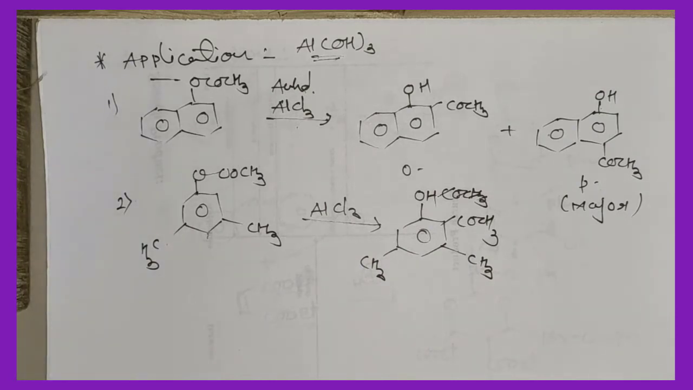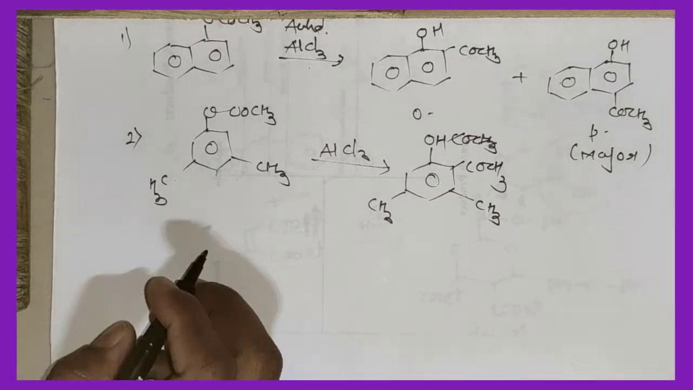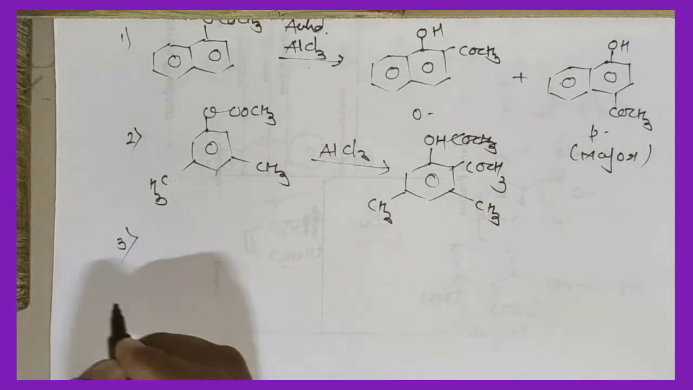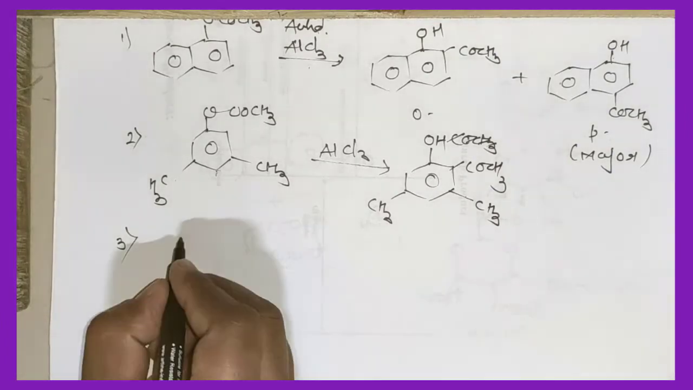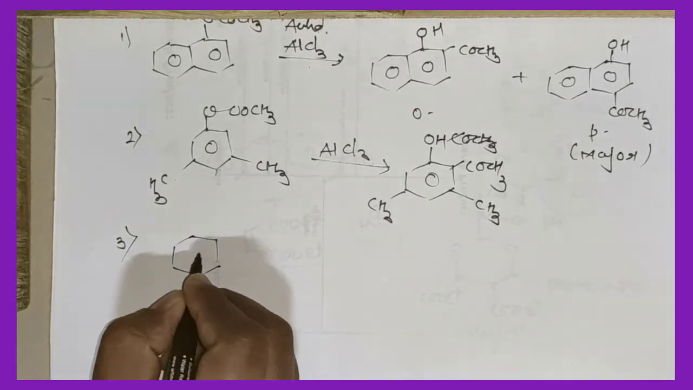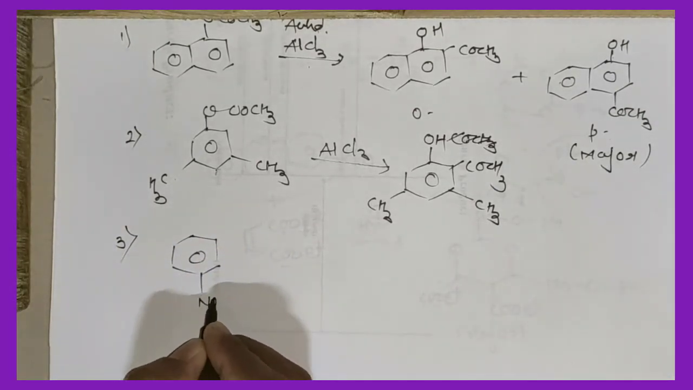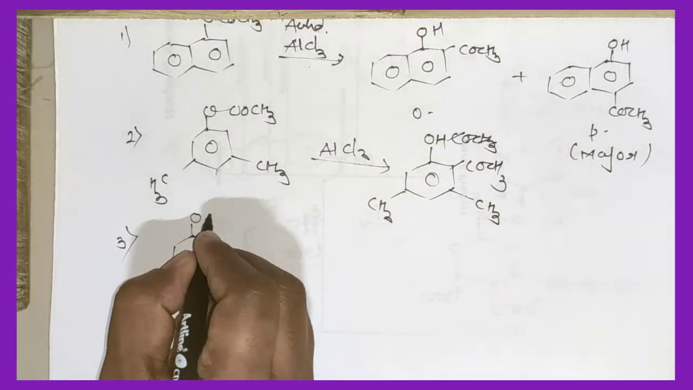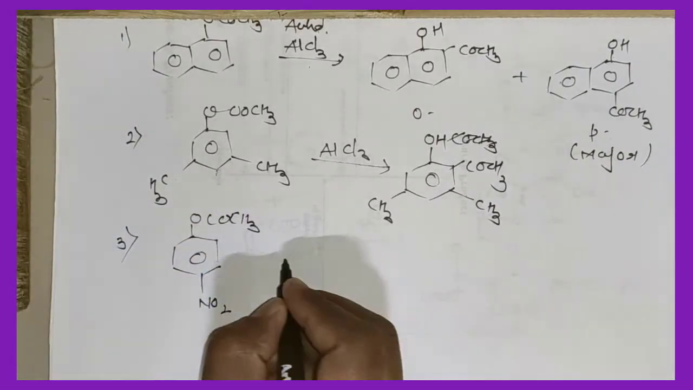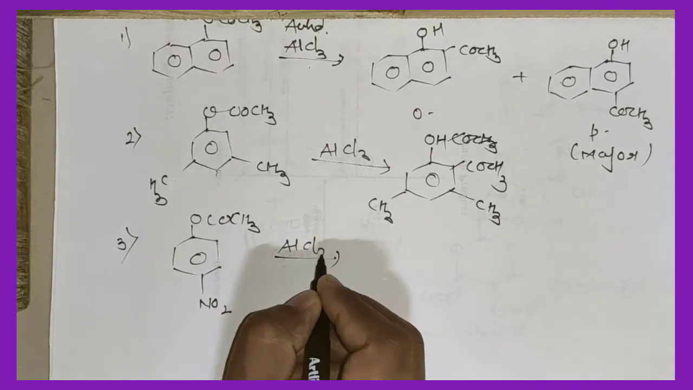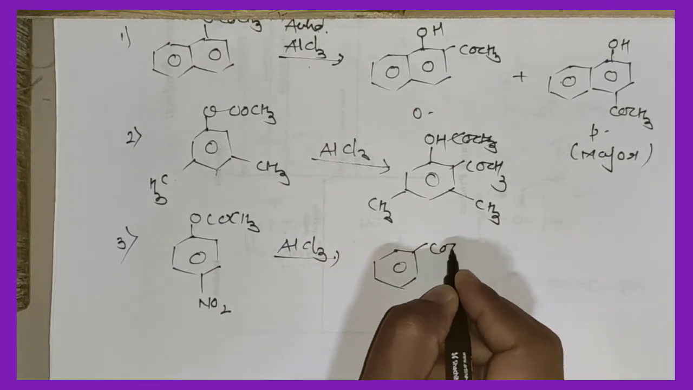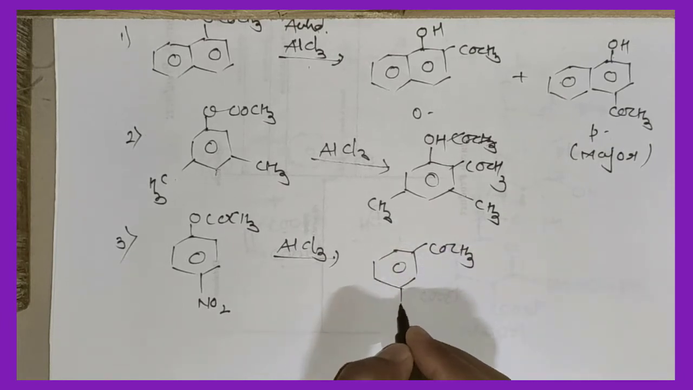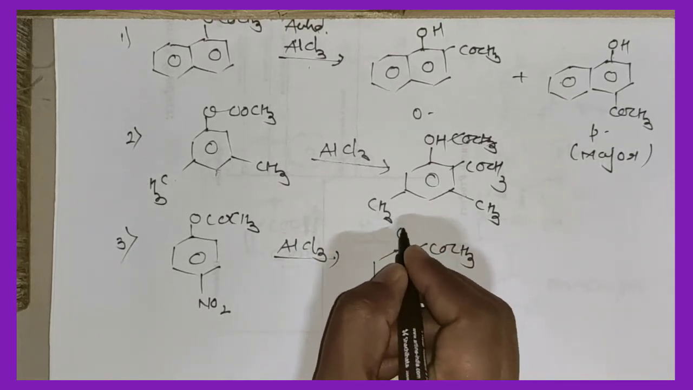Okay. Somehow, if the para position is already blocked, then the reaction goes at the ortho position. Suppose here is the nitro group or any other group. Then the Fries rearrangement of this molecule using aluminum chloride gives only the ortho isomer. Clear? So it gives only the ortho isomer.